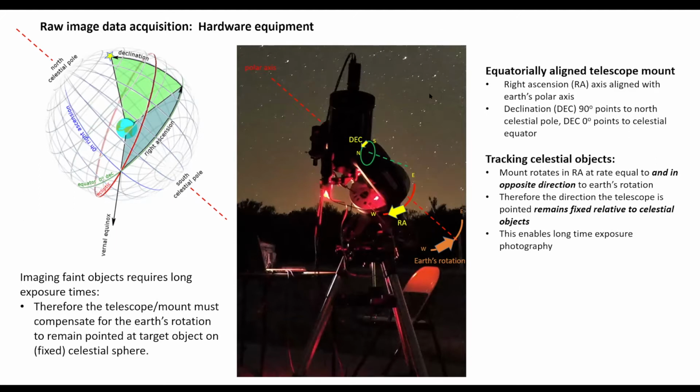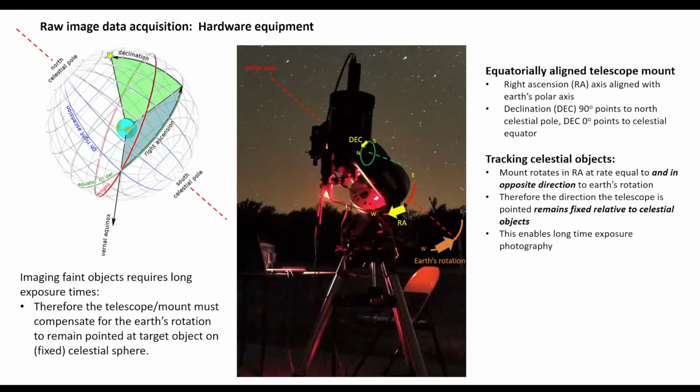Well, hopefully it's not. So this is a picture of my setup, and the idea is that you have a mount that you align such that the right ascension axis, and I should have pointed out that right ascension is the direction along the rotation around the Earth's axis, and declination is the coordinate that's normal to right ascension.